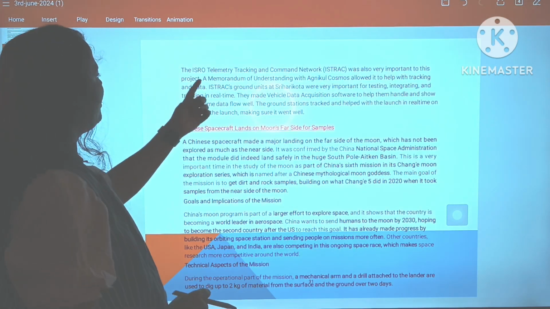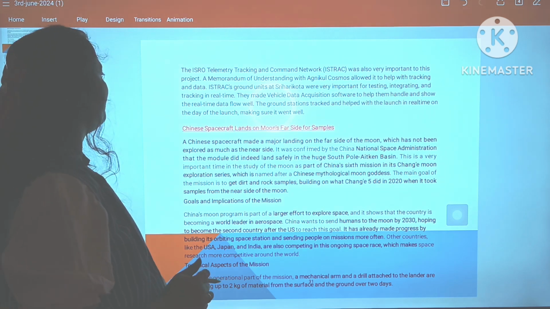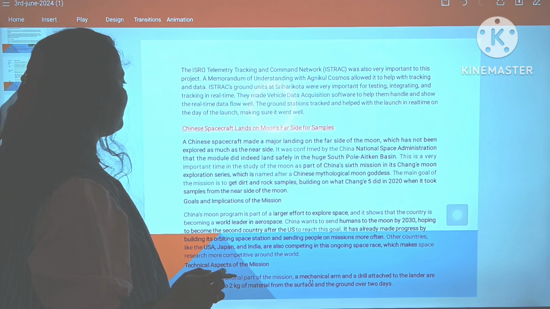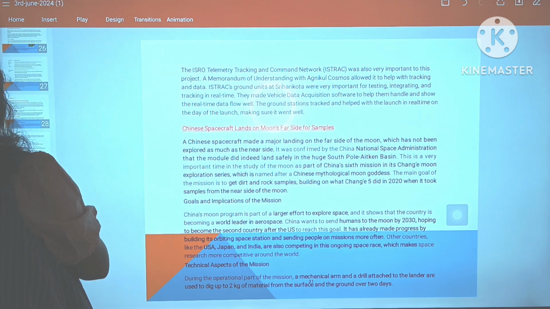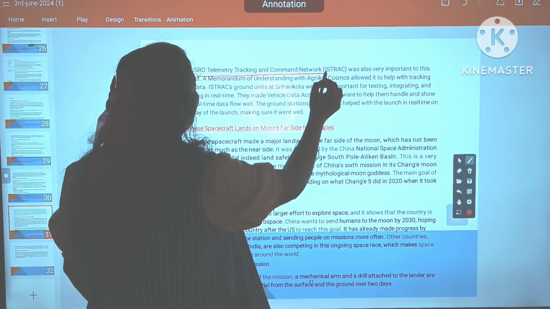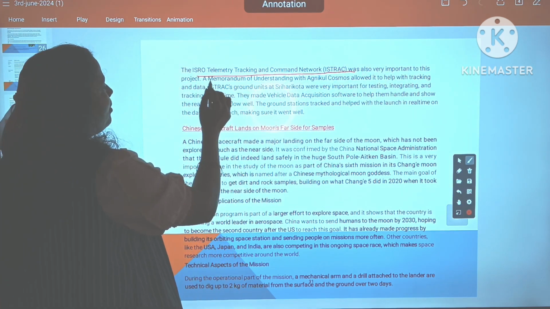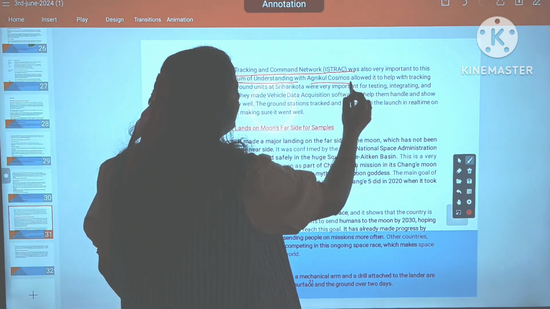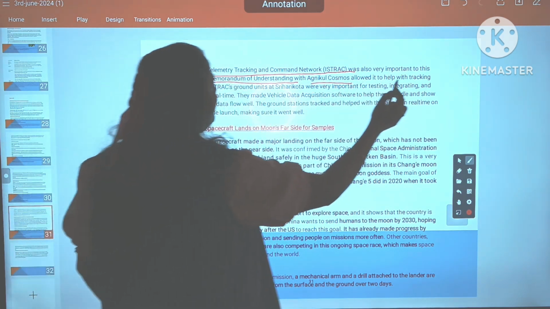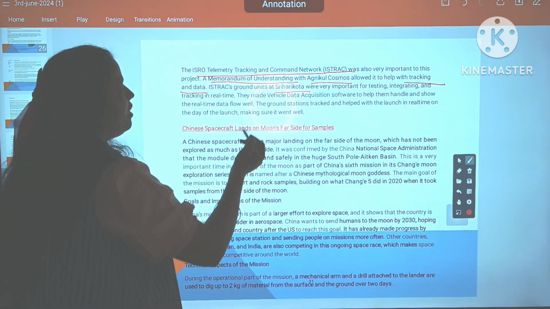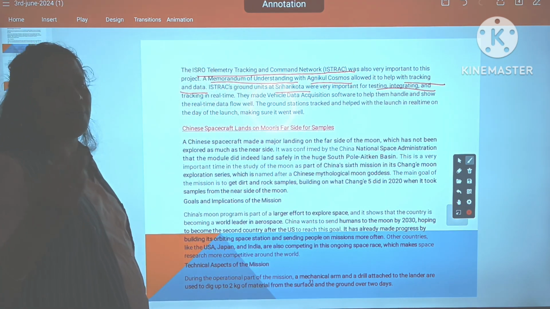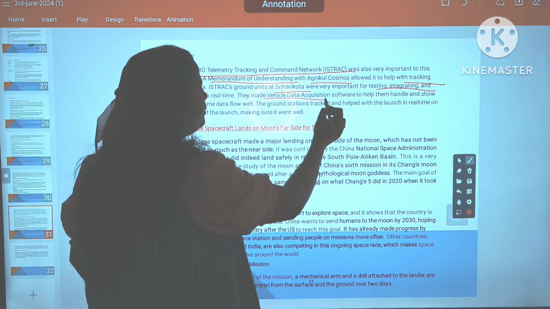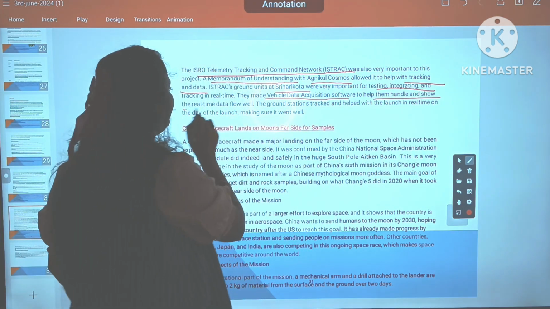Okay. The ISRO telemetry tracking and command network was a very important project. The Memorandum of Understanding (MOU) with Agnikul Cosmos allowed it to help with tracking and data. ISRO ground sites are in Sriharikota for testing and integrating, from where the launch of various space satellites and launch vehicles happens, and vehicle data acquisition software helps them handle and show real-time data flow.